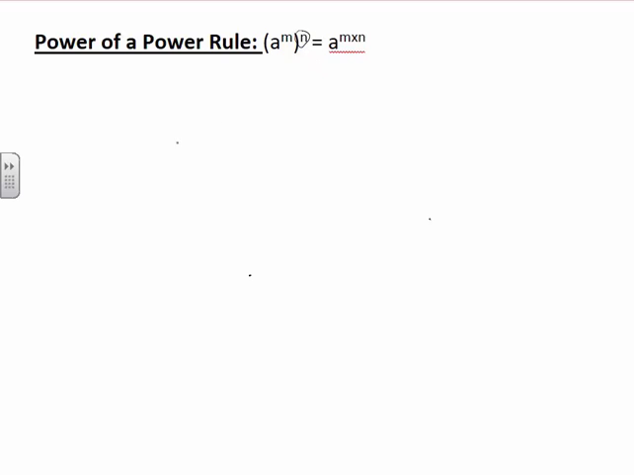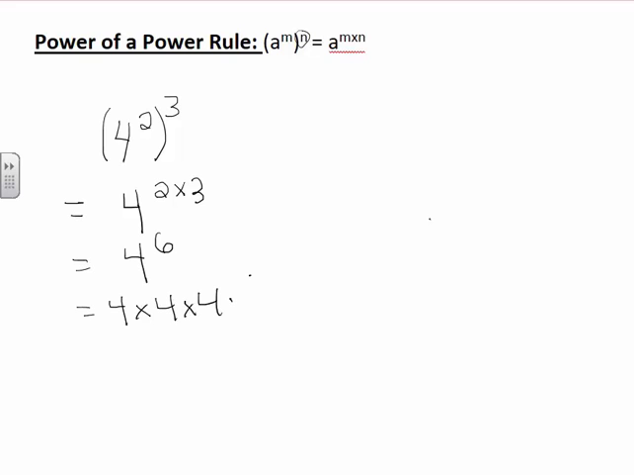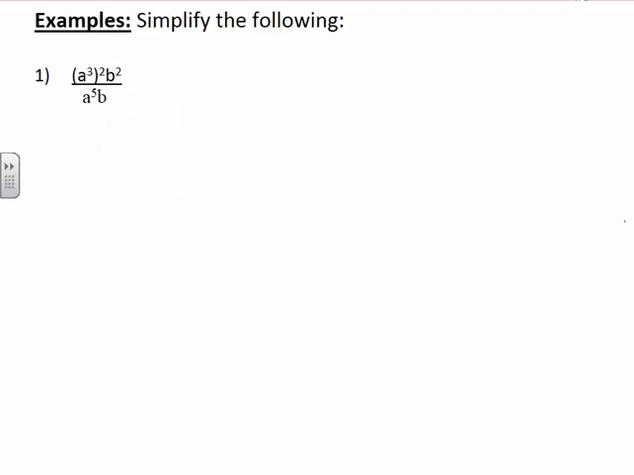So let's do an example. If we had 4 to the 2 all raised to the exponent of 3, we would follow this rule and write it as 4 to the exponent 2 times 3, which is 4 to the exponent of 6, which is 4 times 4 times 4 times 4 times 4 times 4, which is equal to 4,096. Now that you know the product, quotient, and power of a power rule, let's get into some examples.